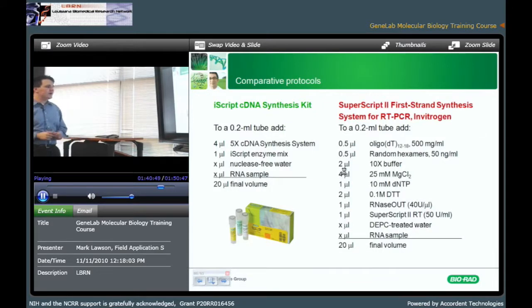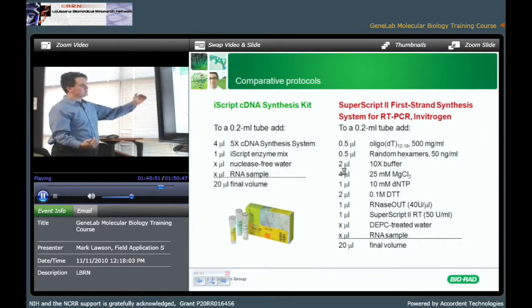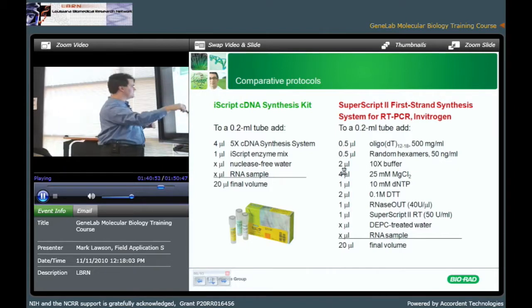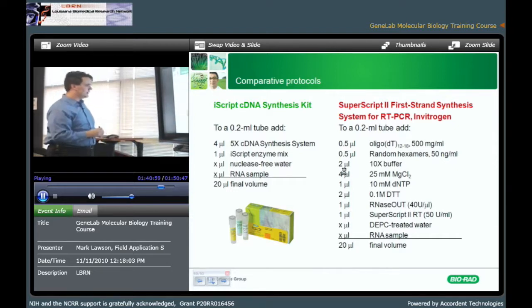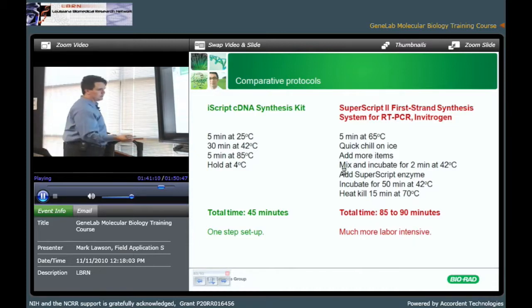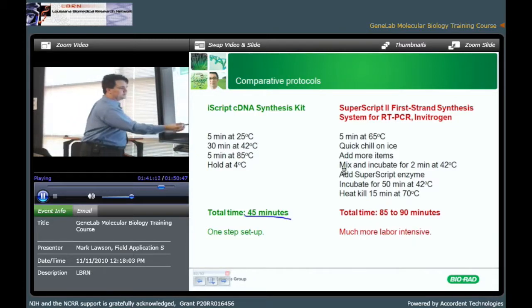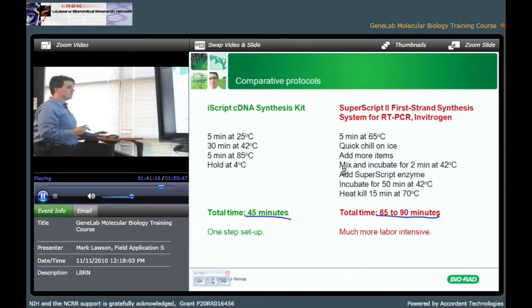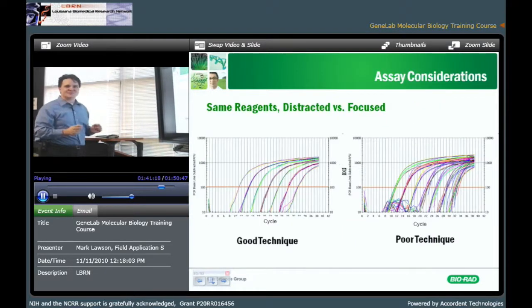The other thing to keep in mind is the length of protocols. So SuperScript has a lot of steps, ours has a fairly short number of steps, and I believe ABI's is sort of intermediate between. So make sure you shop around, find the right RT, and that it's a native MMLV. And then the protocol itself can be quite long, 45 minutes versus 85 to 90. So again, shop around.